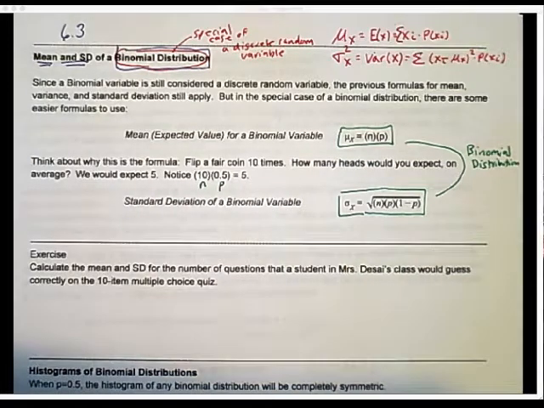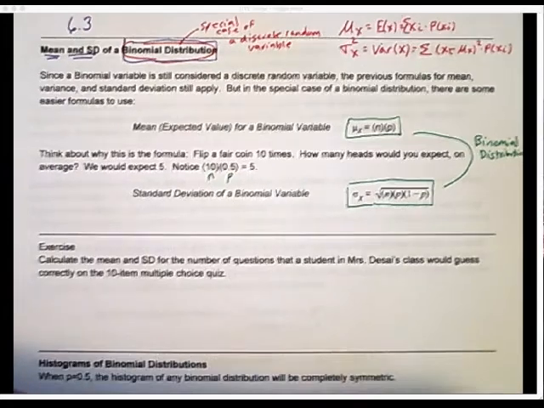So going back to the previous note card and the example, let's see, just gotta find it. Mrs. Desai's example. Okay, that was on page 9. Let's remind ourselves what that said.